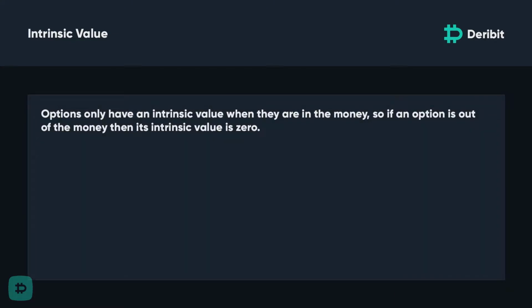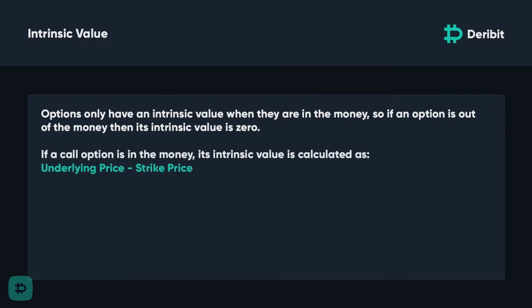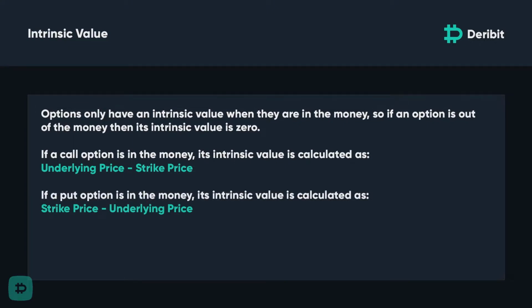Options only have an intrinsic value when they are in the money, so if an option is out of the money, then its intrinsic value is 0. If a call option is in the money, its intrinsic value is calculated as the underlying price minus the strike price. If it is a put option that is in the money, its intrinsic value is calculated as the strike price minus the underlying price.